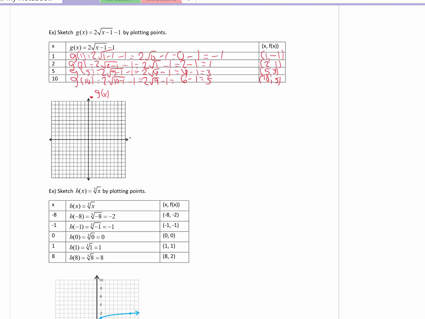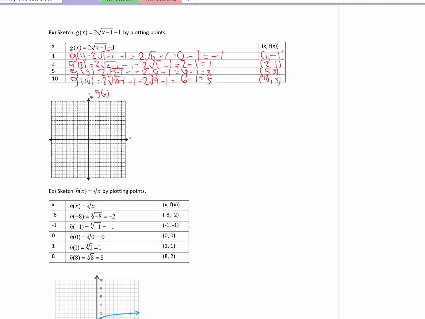Okay, so when I plug in 1, 1 minus 1 is 0. The square root of 0 is 0, times 2 is 0, minus 1, that's negative 1. Plugging in 2, 2 minus 1 is 1. Square root of 1 is 1, times 2 is 2, minus 1 is 1. Plugging in 5, 5 minus 1 is 4. Square root of 4 is 2. 2 times 2 is 4, minus 1 is 3. And then 10 minus 1 is 9. Square root of 9 is 3, times 2 is 6, minus 1 is 5.